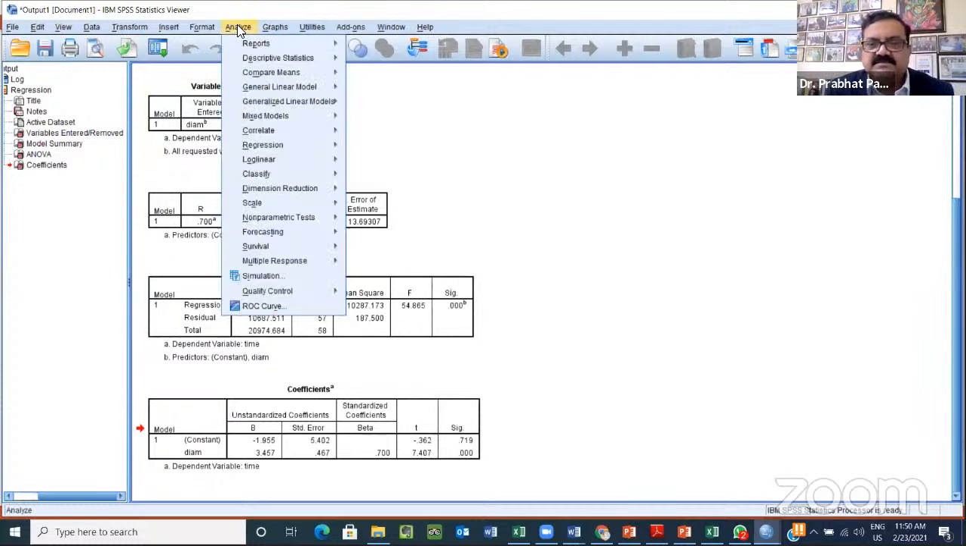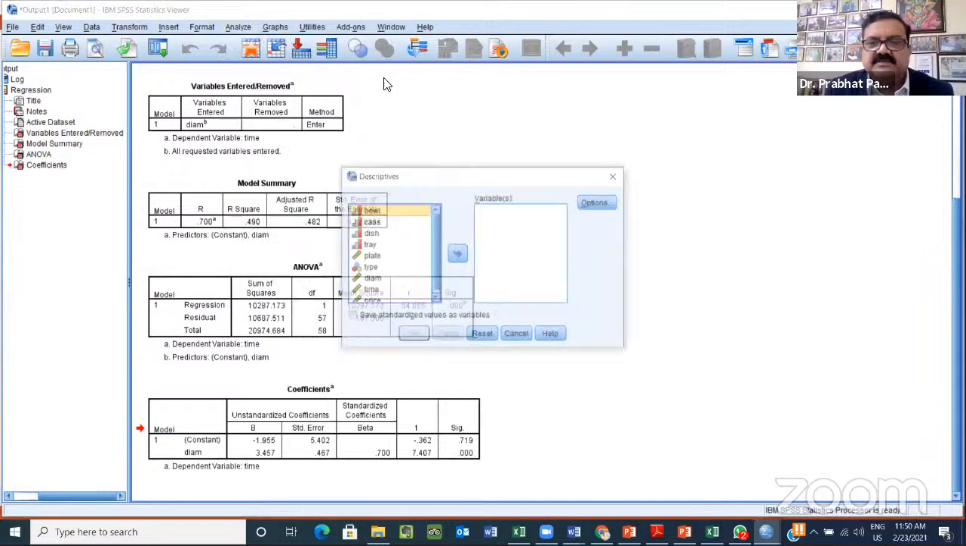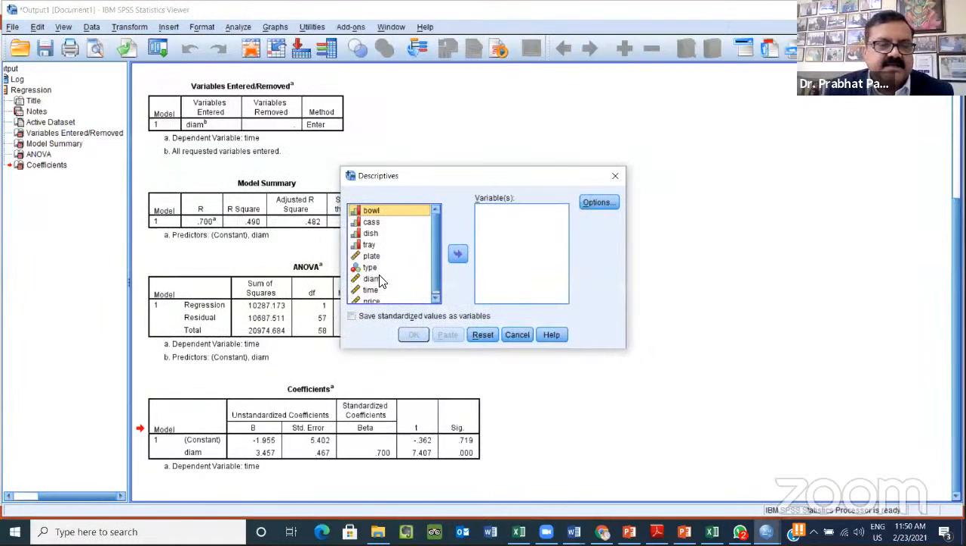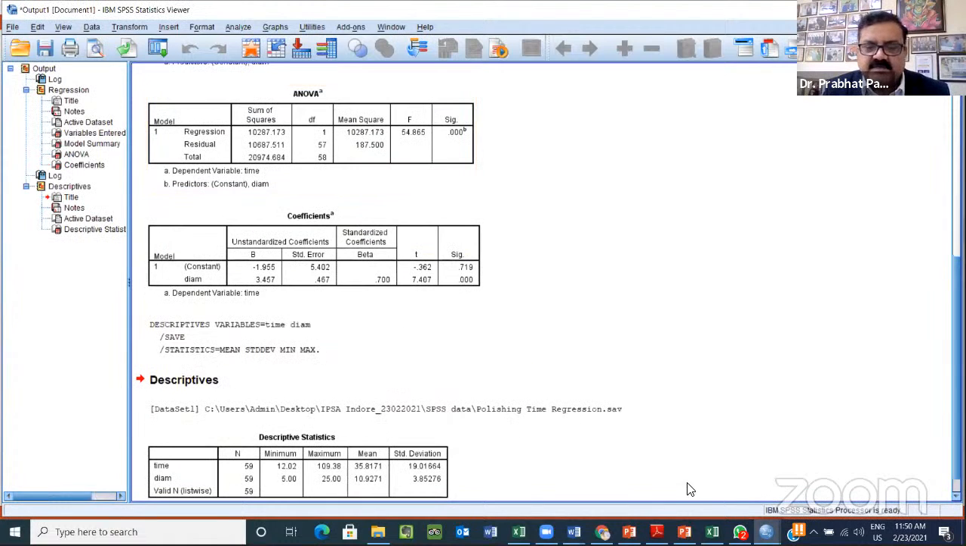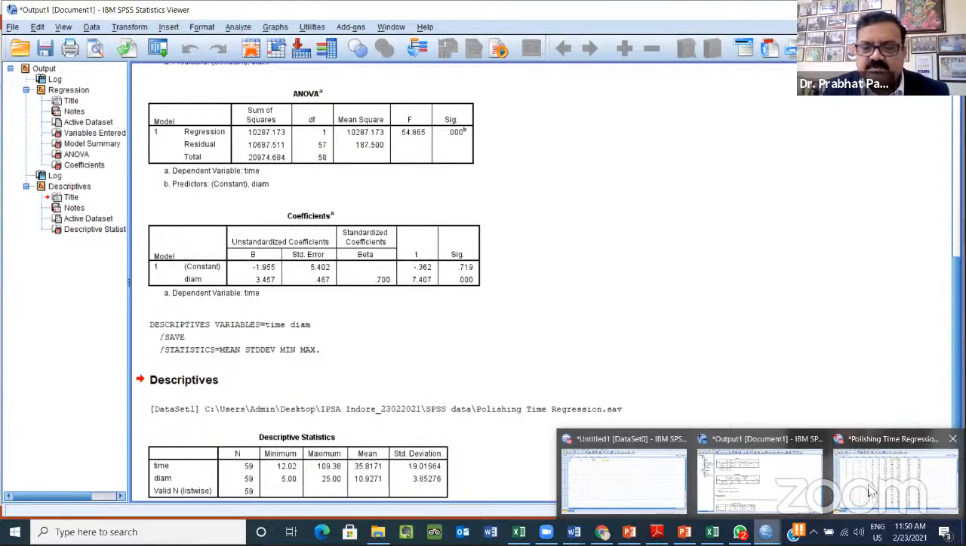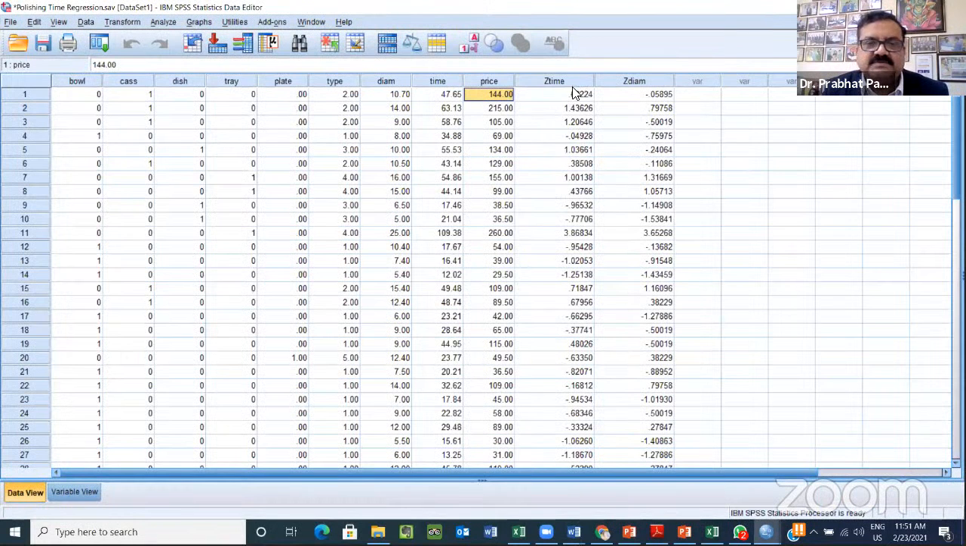Let's go to Analyze, then Descriptive Statistics. For time and diameter, I say, save standardized values as variables. So give me a standardized value of these two variables, time and diameter, which are used in the regression. The moment we say okay, if you look at your original data set, there are two columns which are already added.